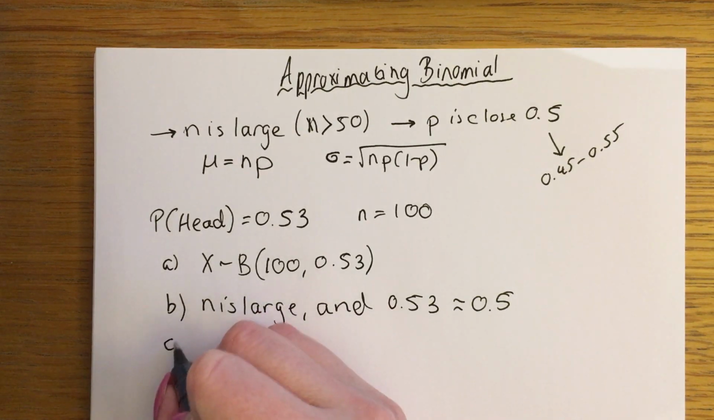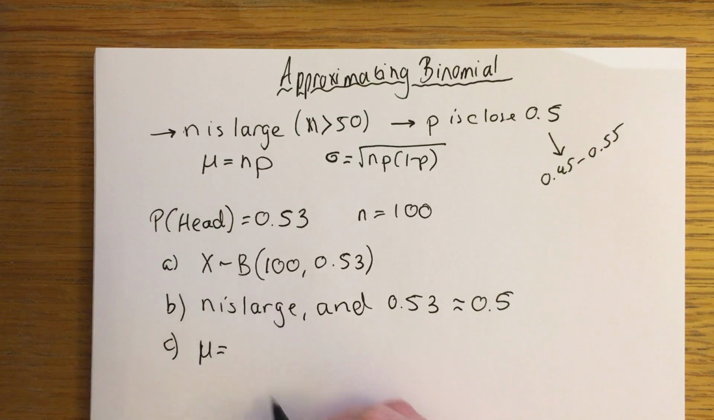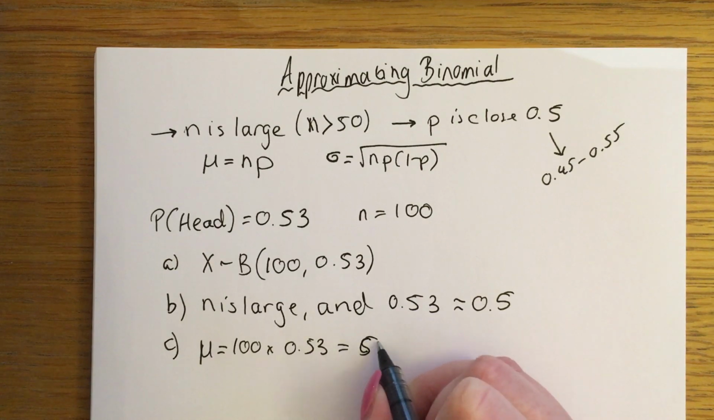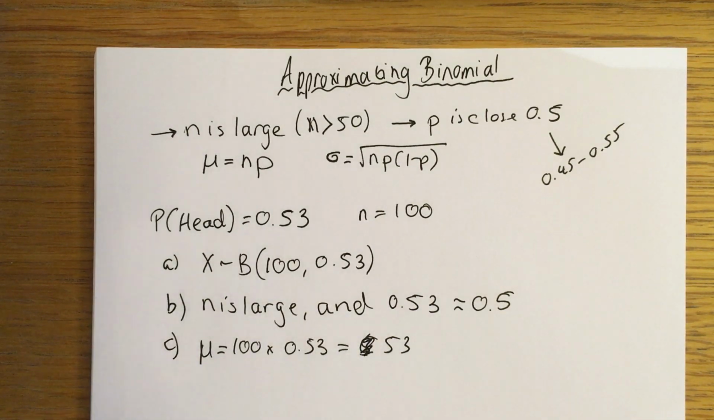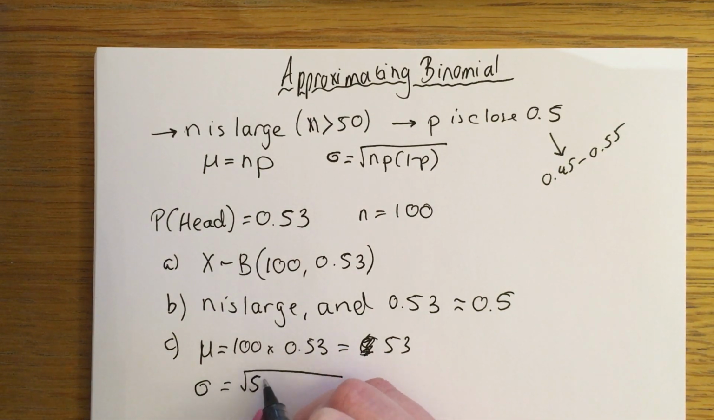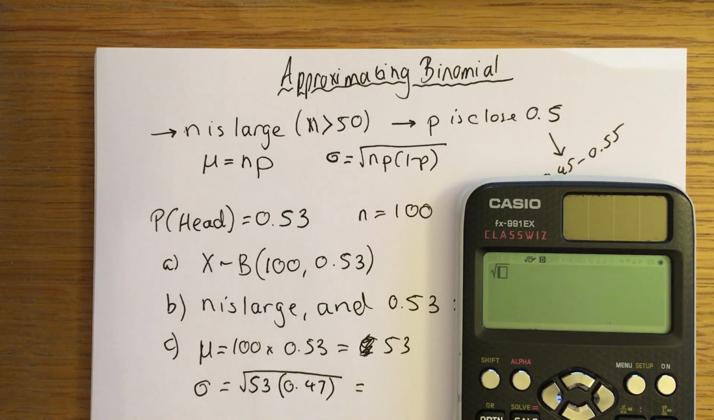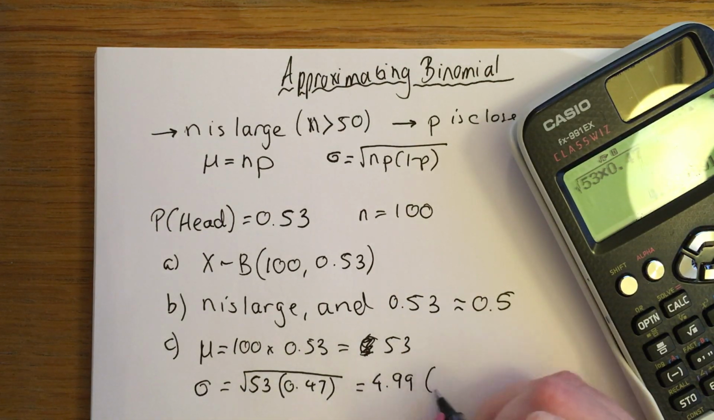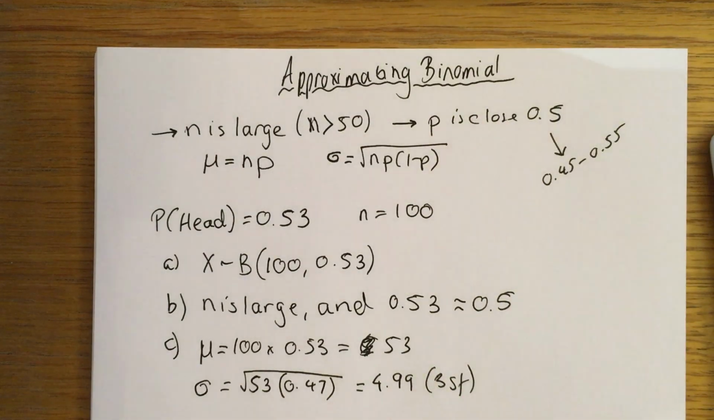Find the values of mu and sigma. Well, mu is 100 times 0.53, so it's 53. And sigma is the square root of np, which is 53, multiplied by 1 minus p, which is 0.47. So, do that on my calculator. Square root of 53 multiplied by 0.47 is 4.99 to 3 significant figures.